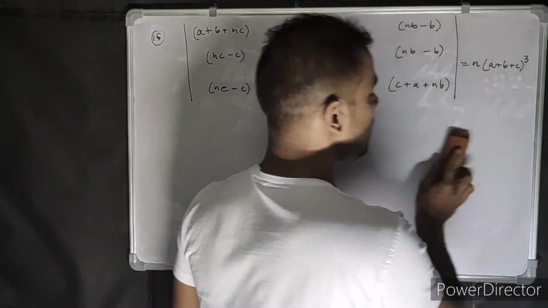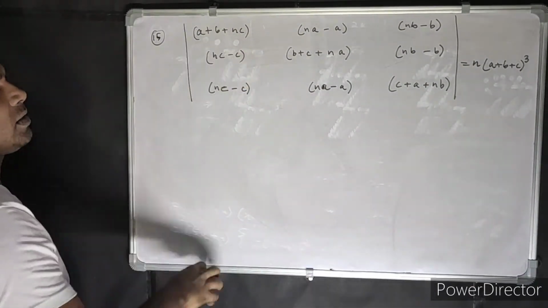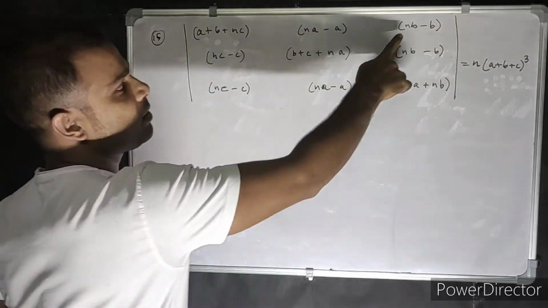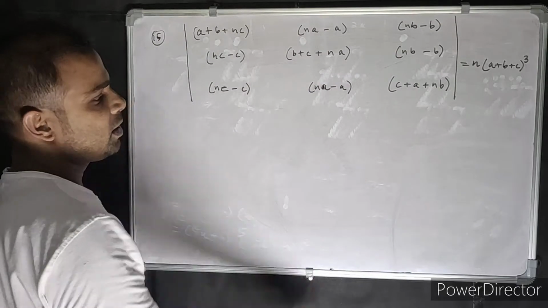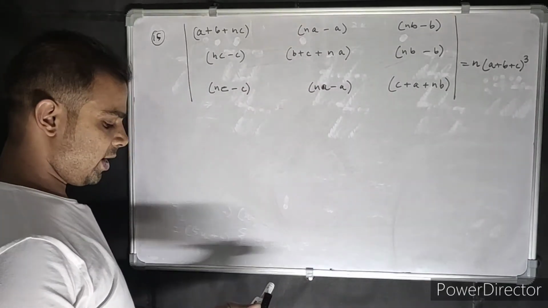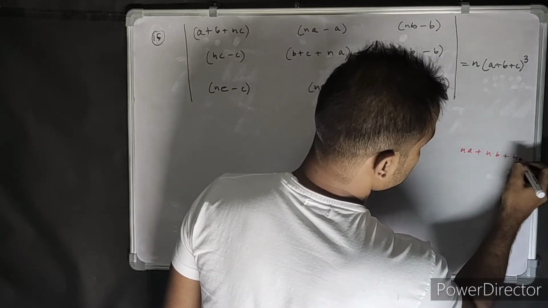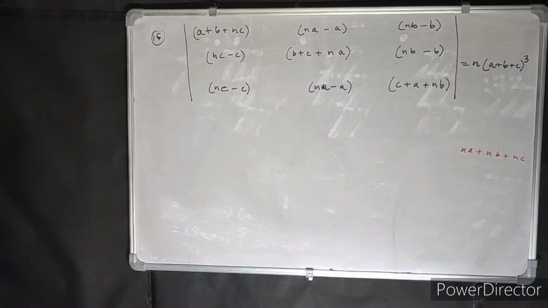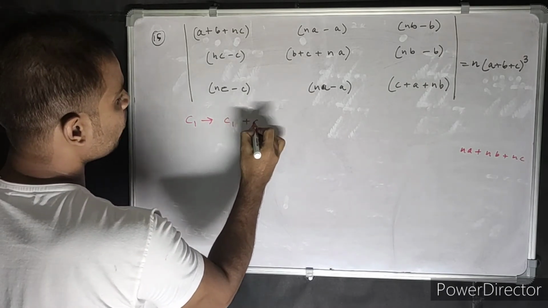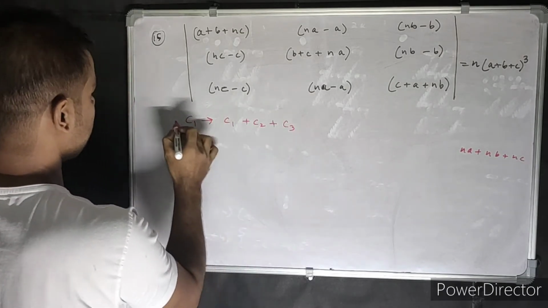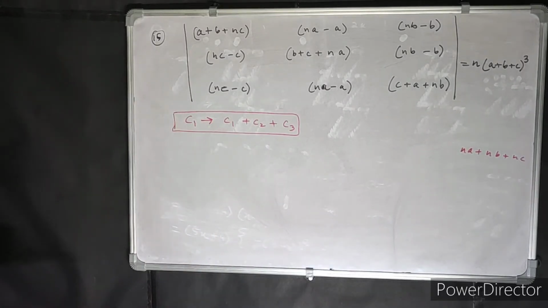Okay. So let us look at this. This is a plus b. This is nc. This is na. This is nb. If I do nc plus na plus nb, then I get that part. Then I get like that, right? na plus nb plus nc I get if I multiply the n. So let's do that. Let's do column 1 tends to column 1 plus column 2 plus column 3. Let's perform this operation.